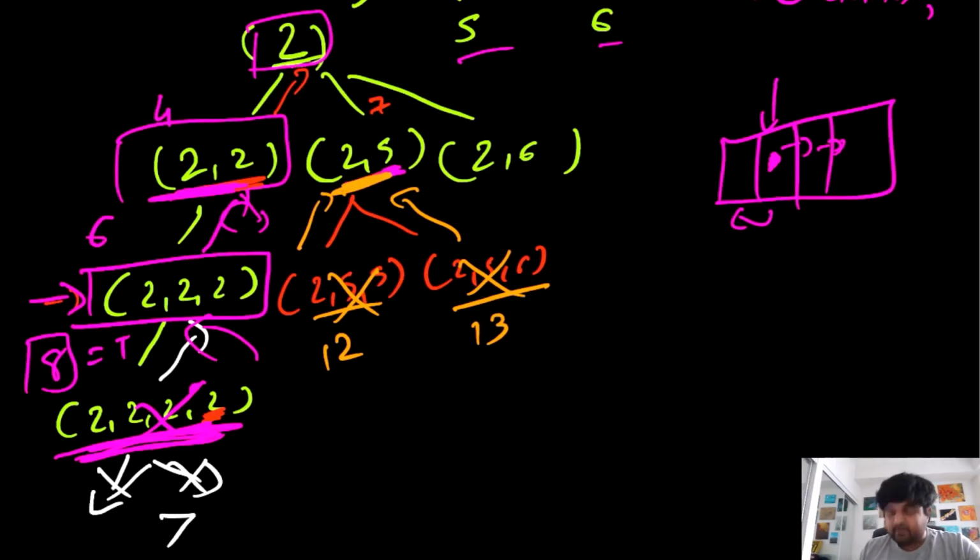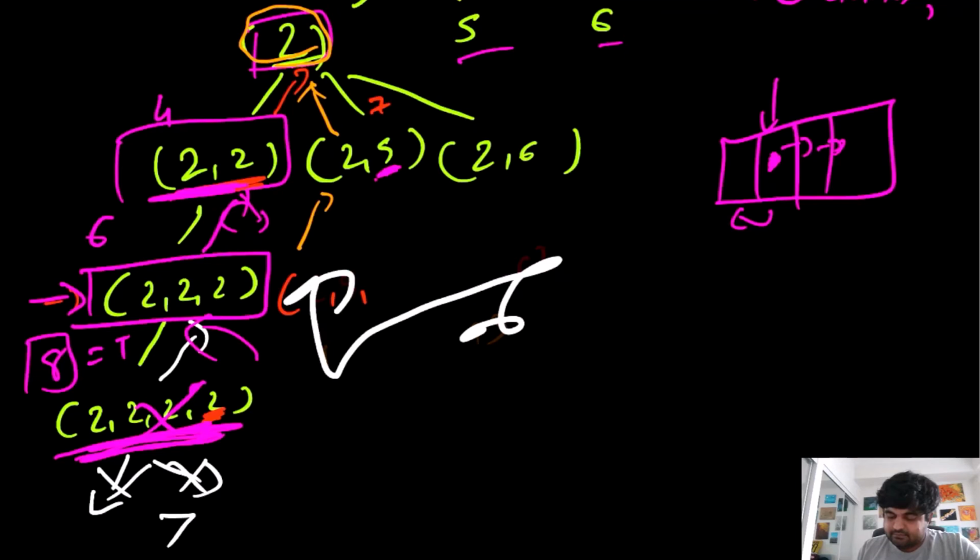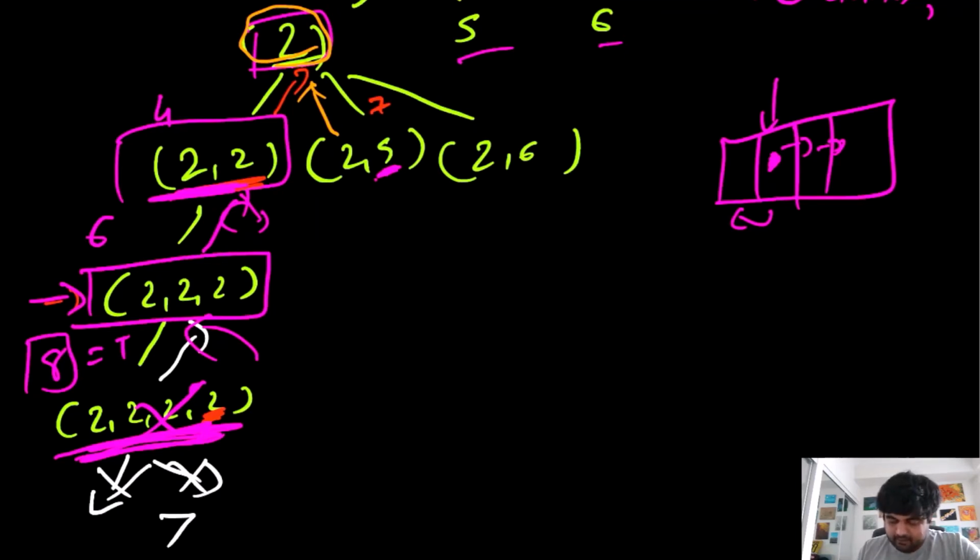We say that okay, we have explored all the possibilities over here. We go back to value number 2. Now the thing is, at value number 2, have we explored all the possibilities? No, there is still one possibility pending, which is 2 6. So at 2 6, this value, the sum would be 8.